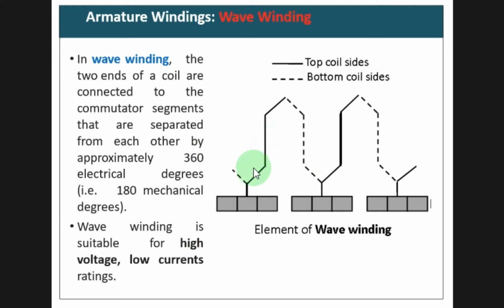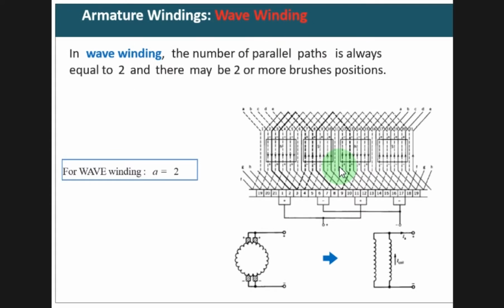Here the top coil side is shown as a solid line and the bottom coil side is shown as a broken line. Not like in the lap winding. In lap winding, this coil end comes here and is connected to the next one. But here it is connected 180 degrees apart mechanically, that is on the other side, the opposite side of the rotor, right? So this is how they are physically connected.